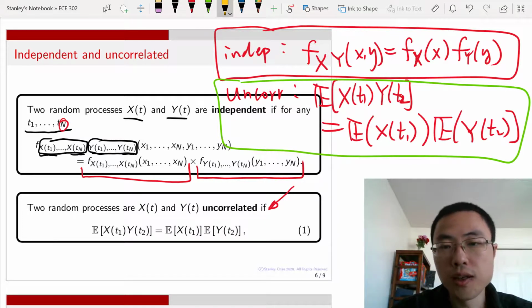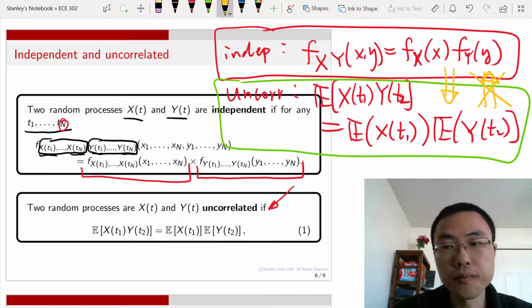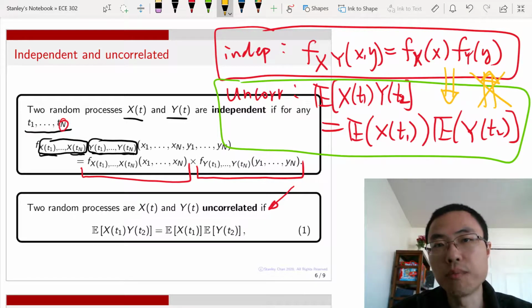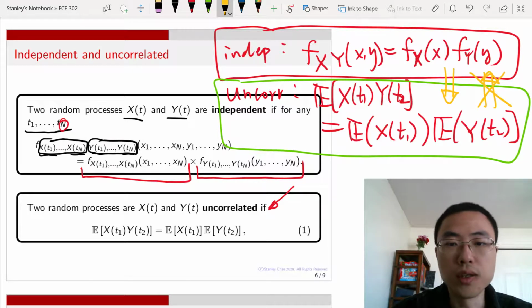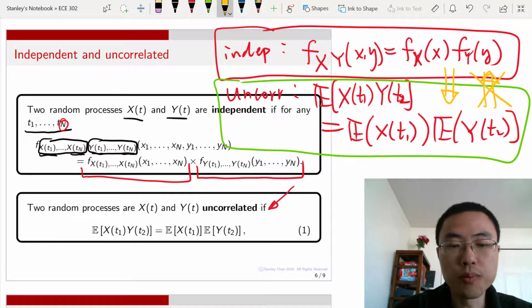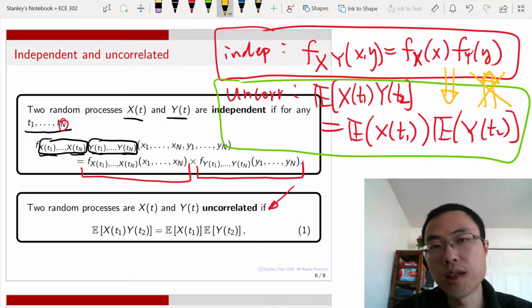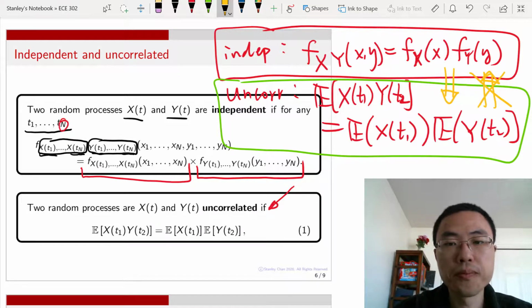Note that independence can imply uncorrelated. However, uncorrelated does not imply independence. Okay? Independence is a much stronger condition than uncorrelated. So if you say that the two processes are uncorrelated by checking their expectation, it does not mean that the PDFs can be factorized. That applies to both random processes and also random variables.